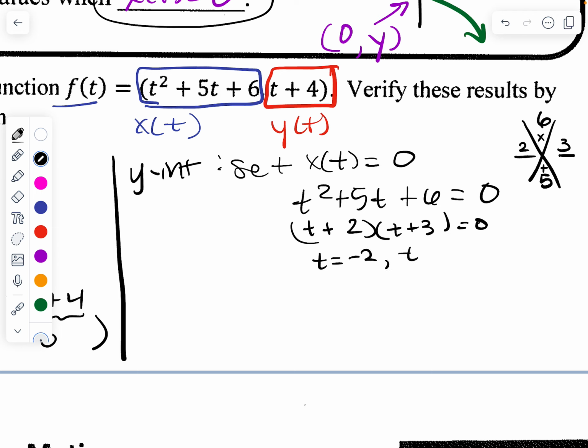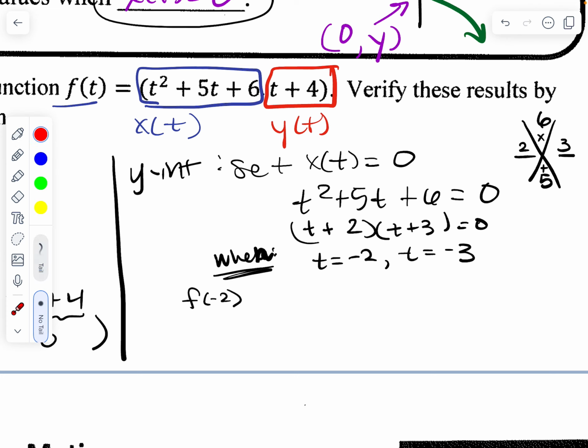Remember, this doesn't tell me where the y-intercepts are. It tells me when. So when t equals -2 and when t equals -3, we have y-intercepts. So let's evaluate that. What's f of -2? We're going to plug that into x comma y. So we've got (-2) squared plus 5 times -2 plus 6 comma -2 plus 4. If I simplify that, we get (0, 2).